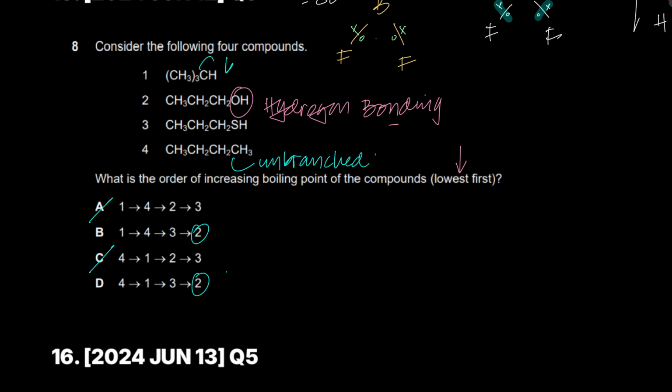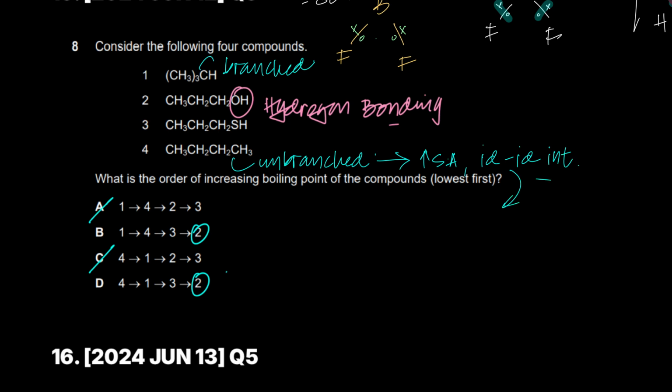It's shorter. It's branched. Now, we know that unbranched has a higher surface area. We've studied this in chapter number 2. Unbranched has higher surface area, and if it has higher surface area, there'll be more ID-ID interactions, whereas branched does not have a higher surface area and then fewer ID-ID interactions. This has more ID interactions, therefore it'll have a higher boiling point compared to 1, right? So 1 would have the lowest boiling point, not 4. So therefore B is the correct option.